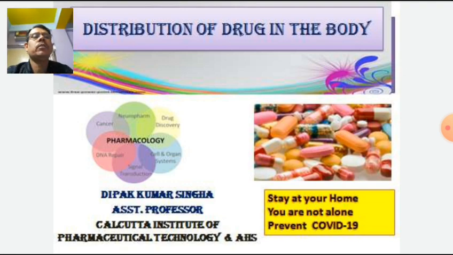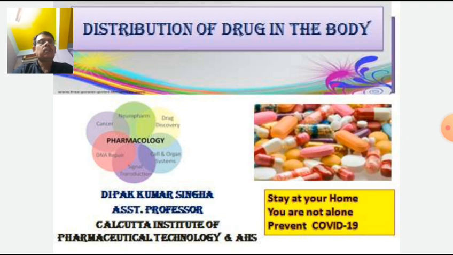Today we discuss the distribution of the drug in the body. This is the second most important parameter of pharmacokinetics after absorption and bioavailability. When the drug is absorbed but not distributed to the site of action, there will be no therapeutic action. So distribution is the most important parameter after absorption.